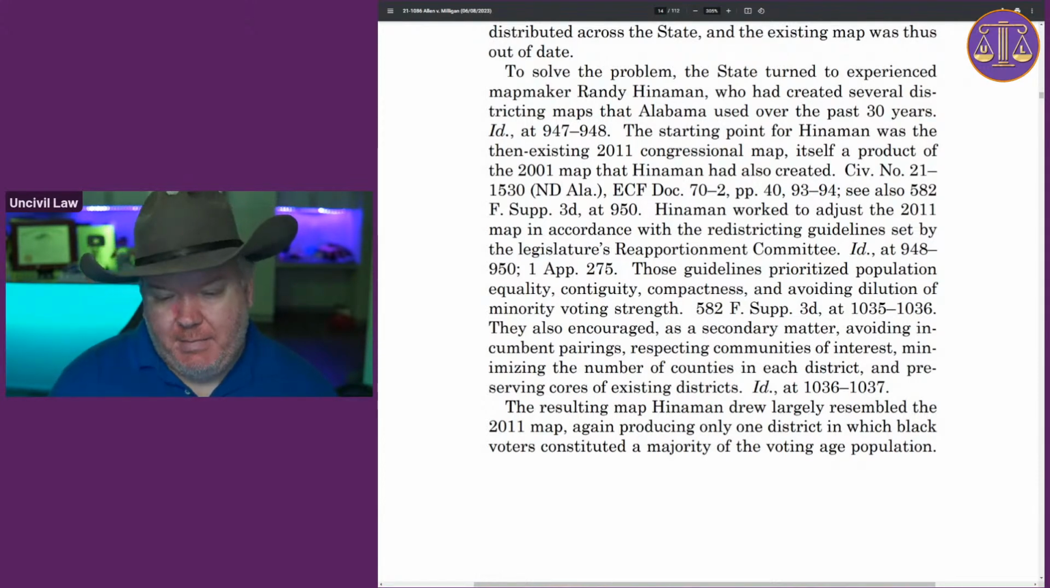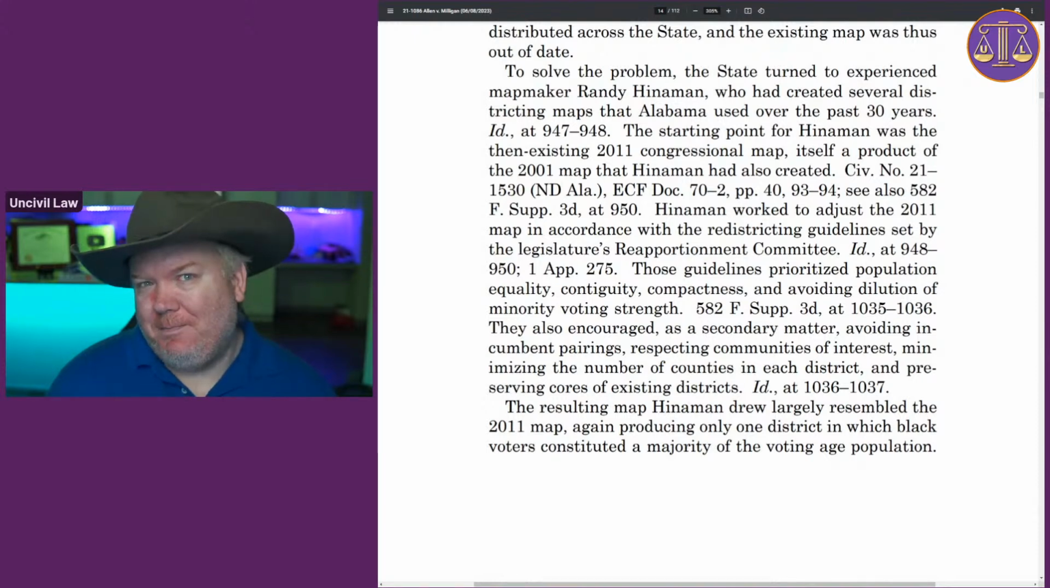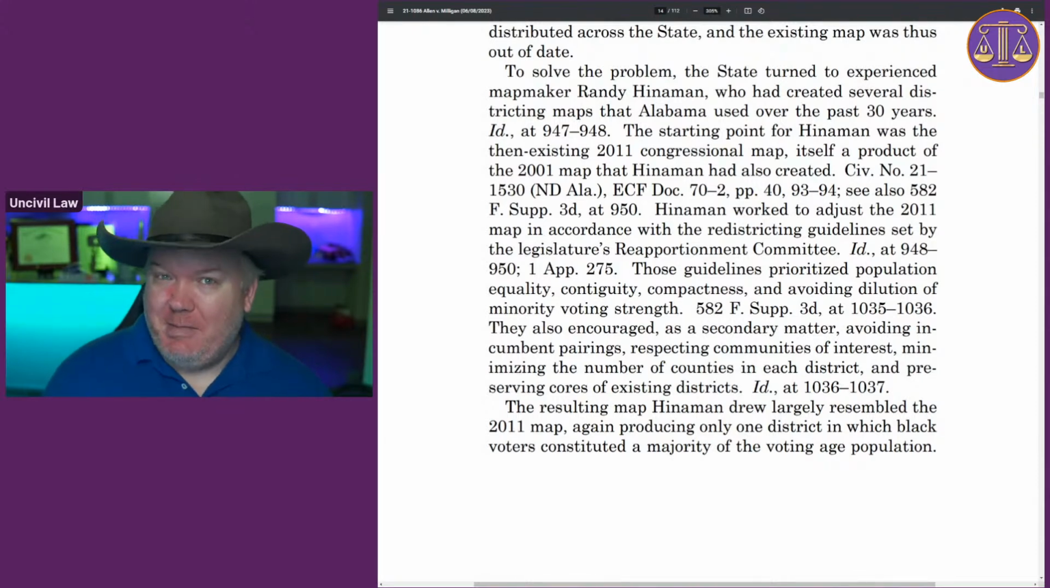They also encouraged, as a secondary matter, avoiding incumbent pairings, respecting communities of interest, minimizing numbers of counties in each district, and preserving cores of existing districts. Okay. So, yeah, they avoided incumbent pairings. So they made sure that when they redrew the lines, they didn't redraw them in such a way that 2 people who held office at the same time were suddenly within the same boundaries. Because that would be bad because only one of them could win, and we want to make sure that they both can win, right? So when we're redrawing the lines, we take note of the homes of the currently elected legislators to make sure that we don't put 2 of them in the same district. How thoughtful.